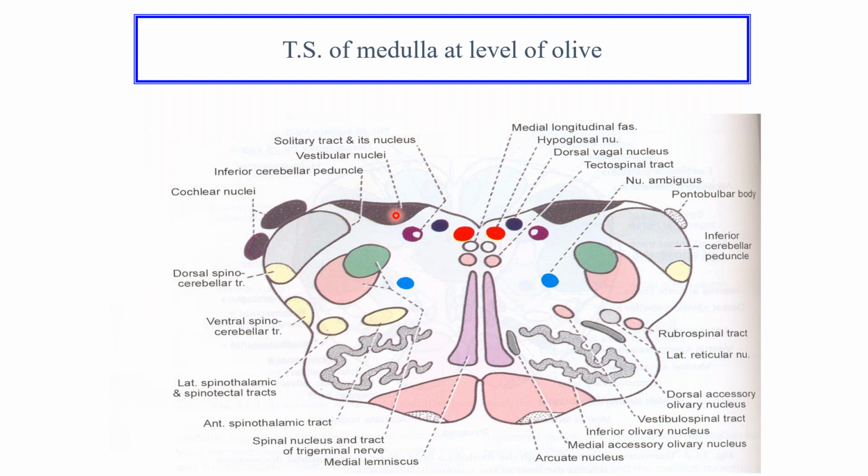In the lateral plane, what extra has come are the vestibular nuclei, the inferior cerebellar peduncle, which connects the medulla to the cerebellum, and the cochlear nuclei, along with the inferior olivary nuclear complex that you have to draw.